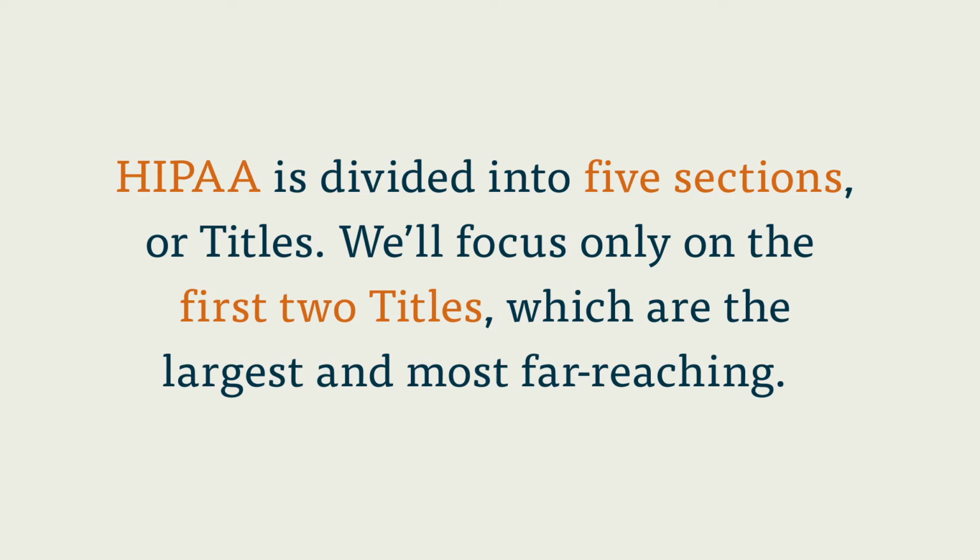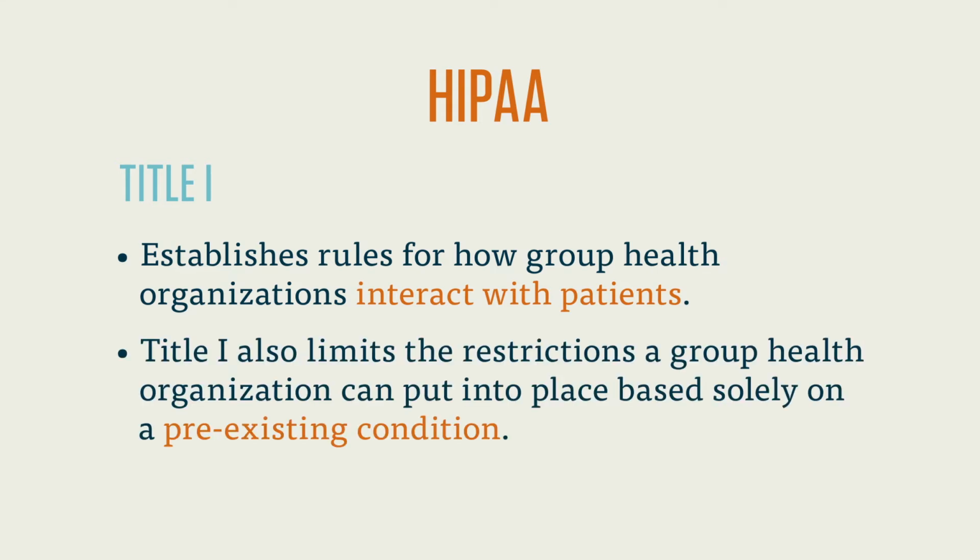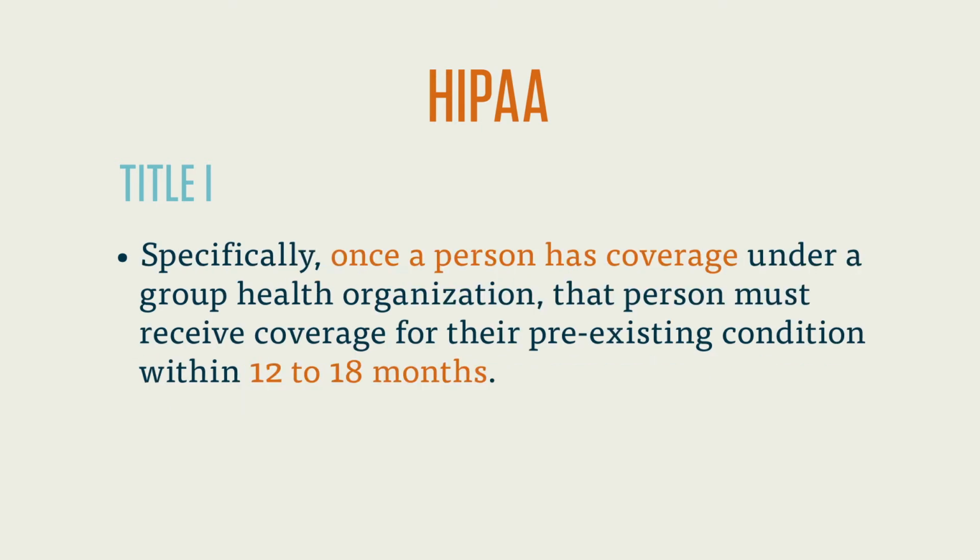HIPAA is divided into 5 sections, or titles. For the sake of this course, we'll focus only on the first 2 titles, which are the largest and most far-reaching. Title 1. Title 1 establishes rules for how group health organizations, like managed care organizations, interact with patients. Title 1 limits the restrictions a group health organization can put into place based solely on a pre-existing condition. Title 1 also limits the amount of time it takes to get coverage for that pre-existing condition. Specifically, once a person has coverage under a group health organization, that person must receive coverage for their pre-existing condition within 12 months, or 18 months in certain circumstances.